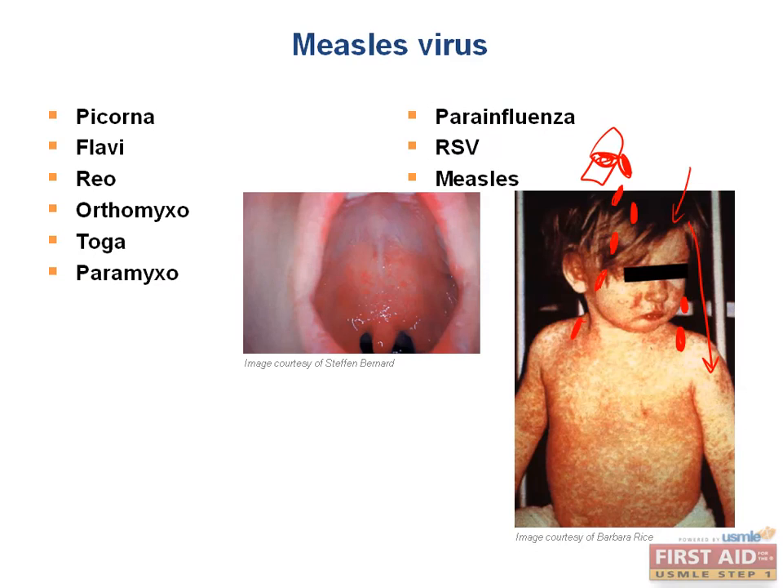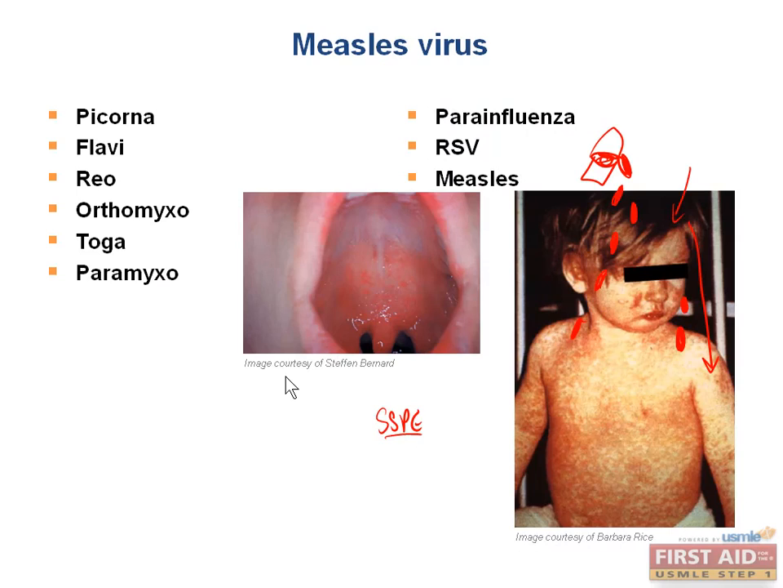Booster doses are given for measles and mumps. Lifelong immunity occurs in those who recover from the disease. Treatment for measles is with vitamin A or ribavirin. Uncommon but very severe sequelae of measles can include post-infectious encephalomyelitis and subacute sclerosing panencephalitis, or SSPE as I've written here.